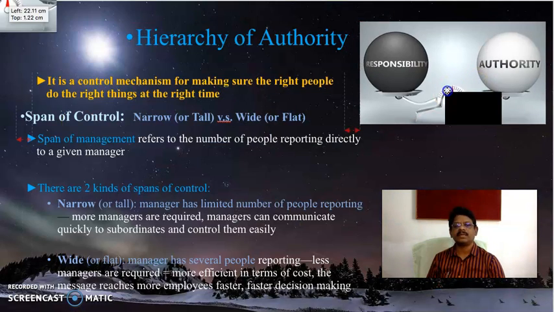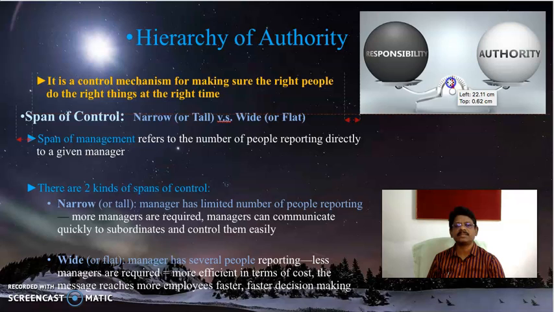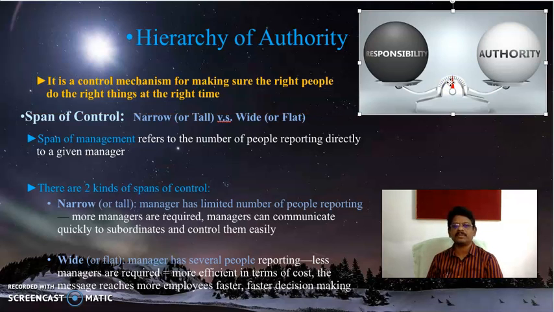If you see here, there is hierarchical authority existing in the organization. At the top level you will find more authority, more accountability, and more responsibility. At the lower levels you will find less responsibility and less authority given to the lower-level positions. This is what we call the span of control. Spans of control are of two types, narrow and wide. The span of management refers to the number of people reporting directly to a given manager, that is, how many people are reporting to one manager.